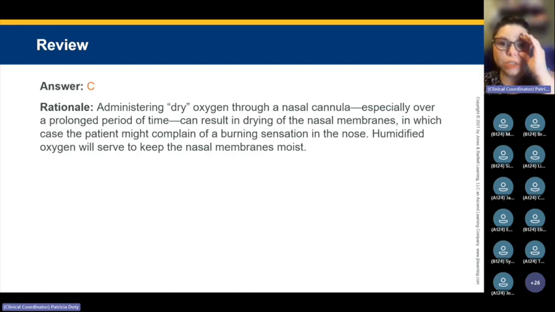So a burning sensation will happen when the nares are starting to dry out and crack. We don't want that to happen for our patients because not only is it uncomfortable for them and does it cause that burning sensation, but those can dry and crack and then have a little bit of bleeding. So we deliver humidified oxygen instead over prolonged periods of time, so that the nasal membranes are not going to dry out, they're not going to crack, and they're not going to cause any more problems.